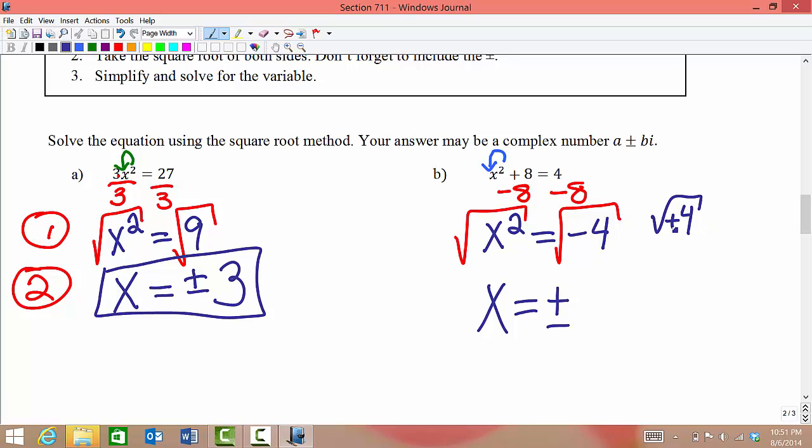So I'm going to rewrite this as positive 4 times the square root of negative 1. Now the square root of negative 1 we know is i, and the square root of 4 is 2. So we will simplify that as 2i. Now we have our 2 solutions, plus 2i and minus 2i.